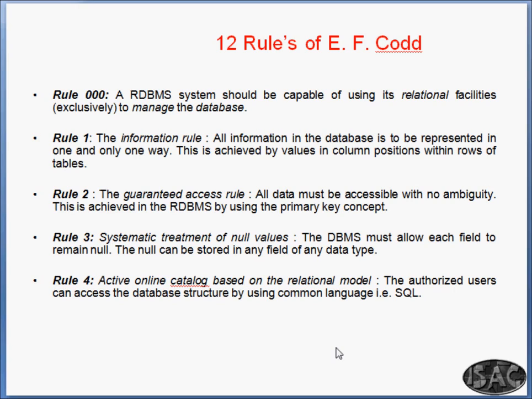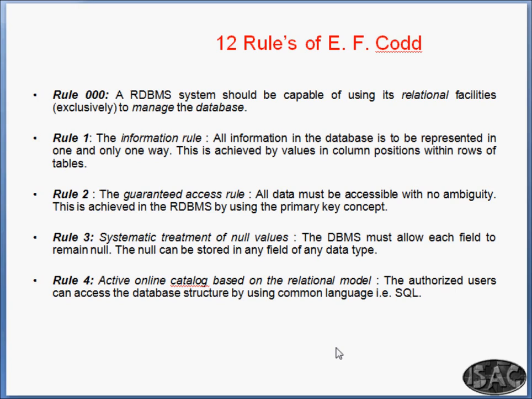Third, systematic treatment of null values. If any blank values, there should be null, and it is for all data types. So the DBMS must allow each field to remain null. The null can be stored in any field of any data type. Rule 4, active online catalog based on the relational model. The authorized user can access the database structure by using common language SQL.